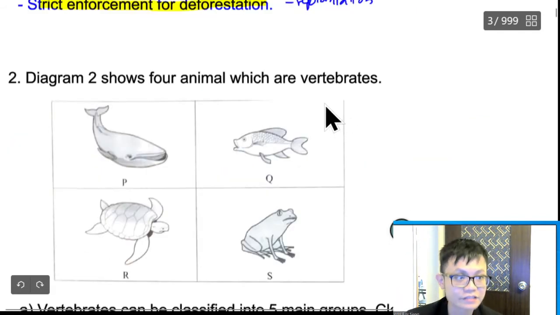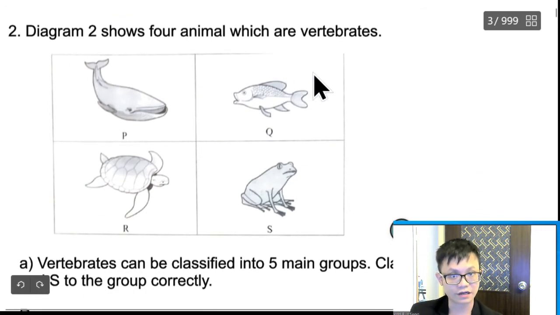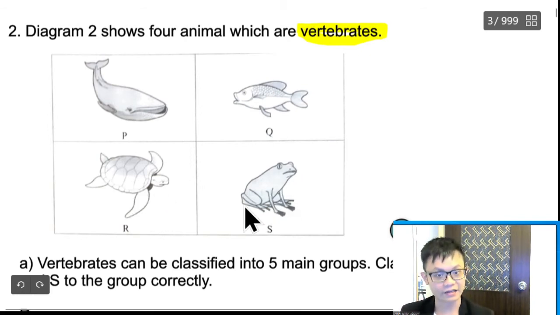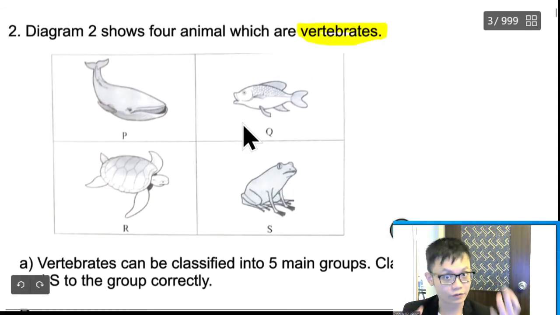Okay, so let's read this question. Diagram 2 shows 4 animals which are vertebrates. Correct or not? Vertebrates, they are talking about got the backbone. Got bone or not? So we can see this one got a bone. This one got a backbone. This turtle got bone. If you know the fossil, the fossil of turtle got bone. And this one, frog, also got bone, right? So that's why we call it vertebrates.